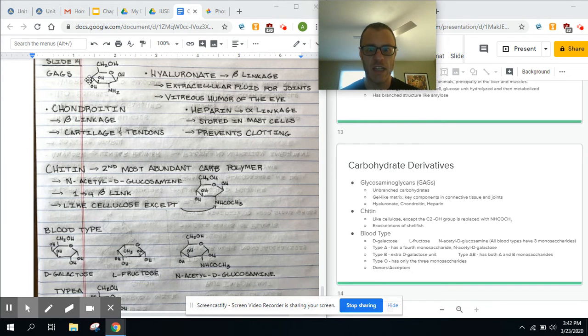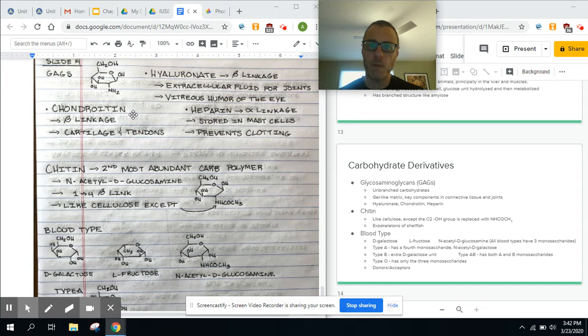By the way, this is our glycosaminoglycan. And so you can see it gets amino because there's an NH2 group right there. This stuff is the extracellular fluid for your joints. That's good because we need squishy parts between our femur and our shin bones. It's also the vitreous humor of the eye, which is kind of a weirdo organ that is kind of squishy.